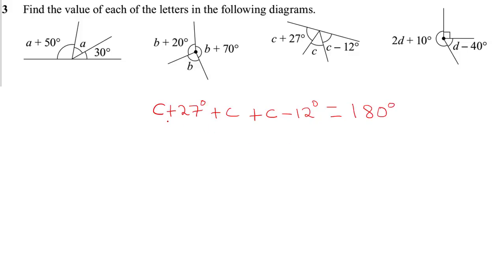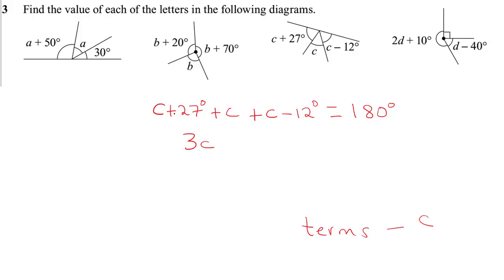Now, when you get a question like this, what you need to do first of all is to identify the terms you have. You have to identify the like terms. Here, I've got two terms. I've got C's and I've got the numbers. I've got C here and another C there and another C there, which if we add together becomes 3C. So I'm simplifying that. The other terms I have are numbers. So 27 here and take away 12 here.